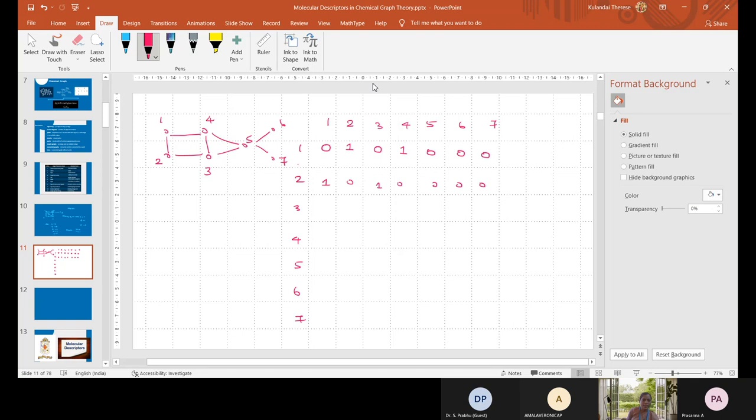Likewise, for 3, atom 3 is adjacent with 2, 4 and 5. Therefore, you put 1 for 2, 4 and 5. All the other entries are 0. Therefore, this is nothing but an adjacency matrix.